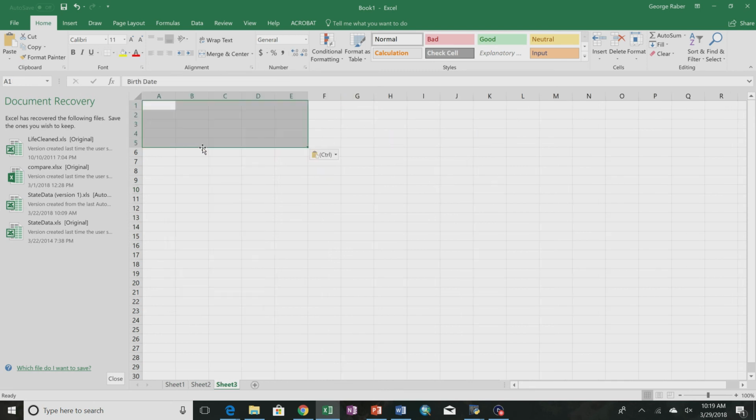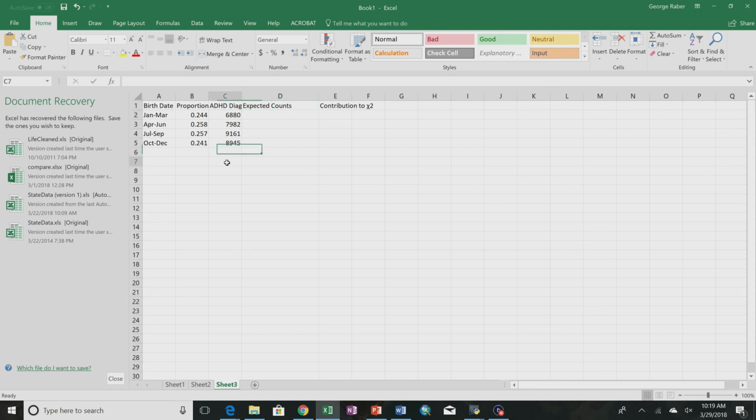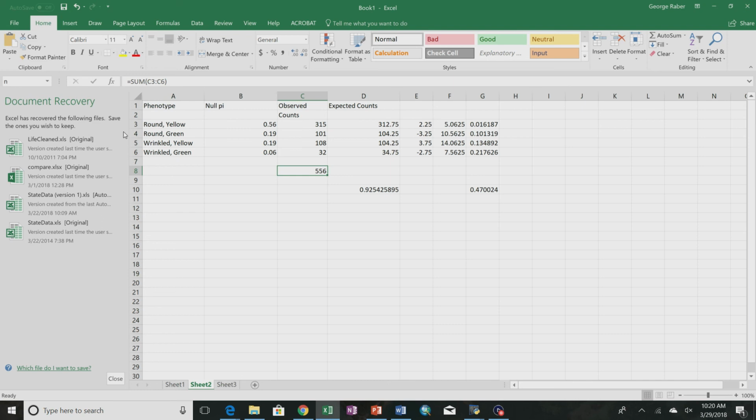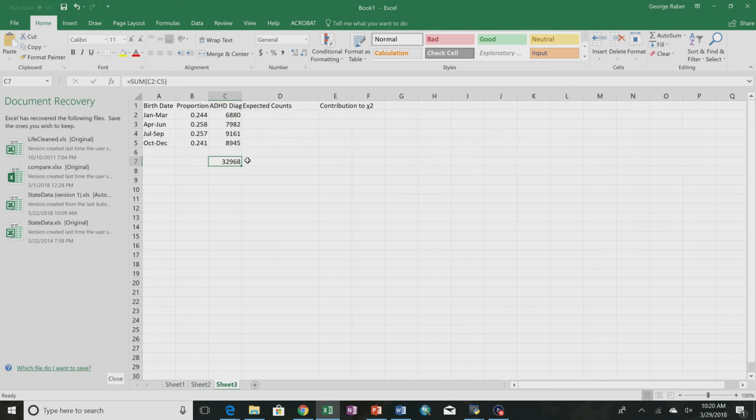I like to just do the paste special. All right, so to get the expected, we have to sum up everybody again. Get a total. And now I'm going to do that thing where I rename it N. Oops. I guess since it's in the same sheet, I can't rename it N. I'll just call it N2, I guess.